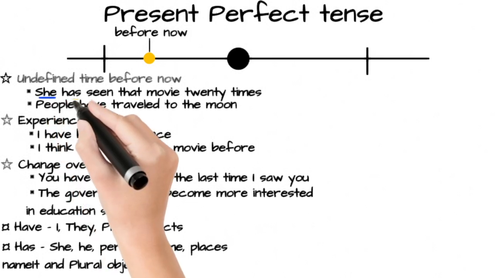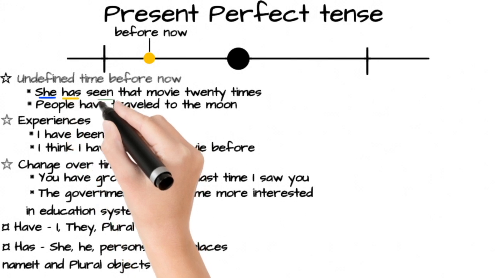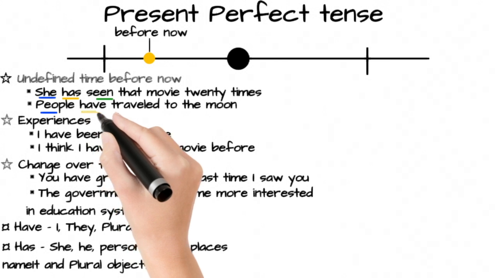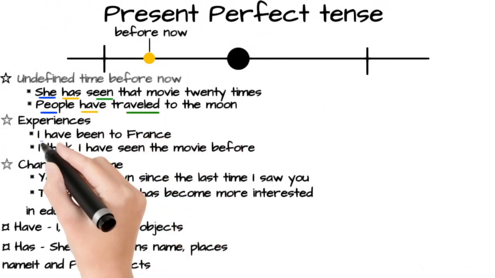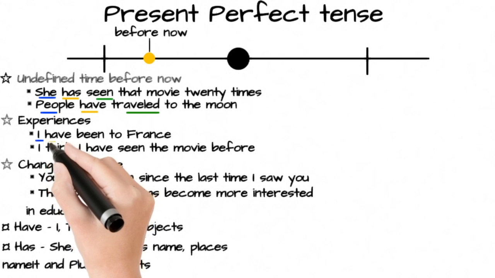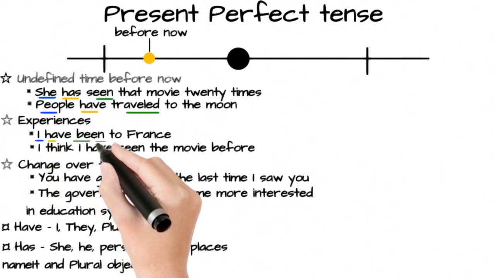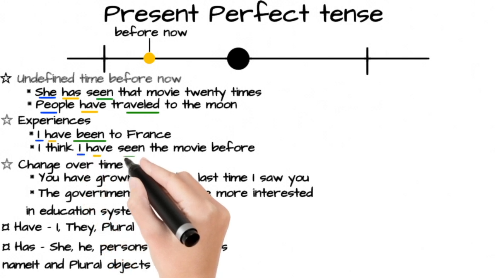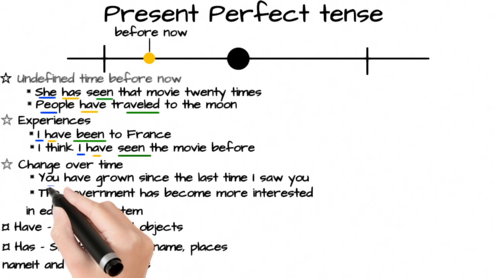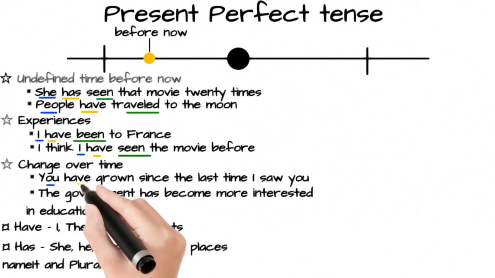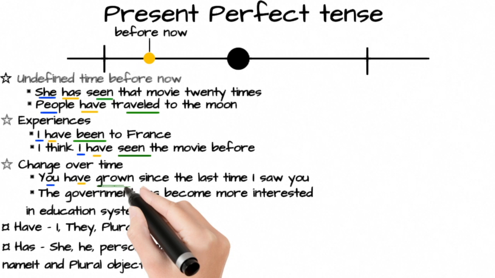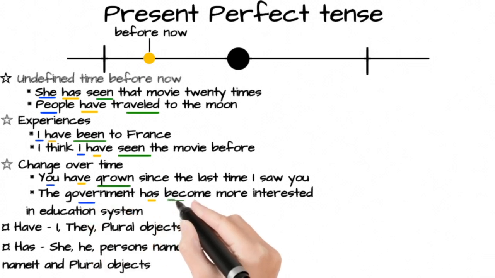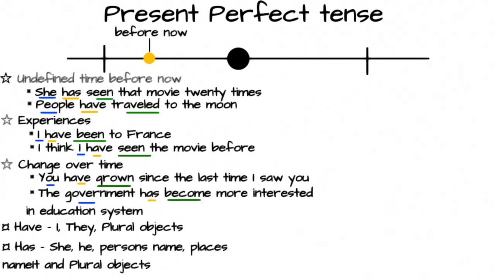She is a subject, has is the helping verb, seen is the V3 form of see. People is the subject, have is the helping verb, traveled is the V3 form of travel. I is a subject, have is the helping verb, been is the V3 form of is. I is a subject, have is the helping verb, seen is the V3 form of see. You is a subject, have is the helping verb, grown is the V3 form of grow. Government is a subject, has is the helping verb, became is the V3 form of become.